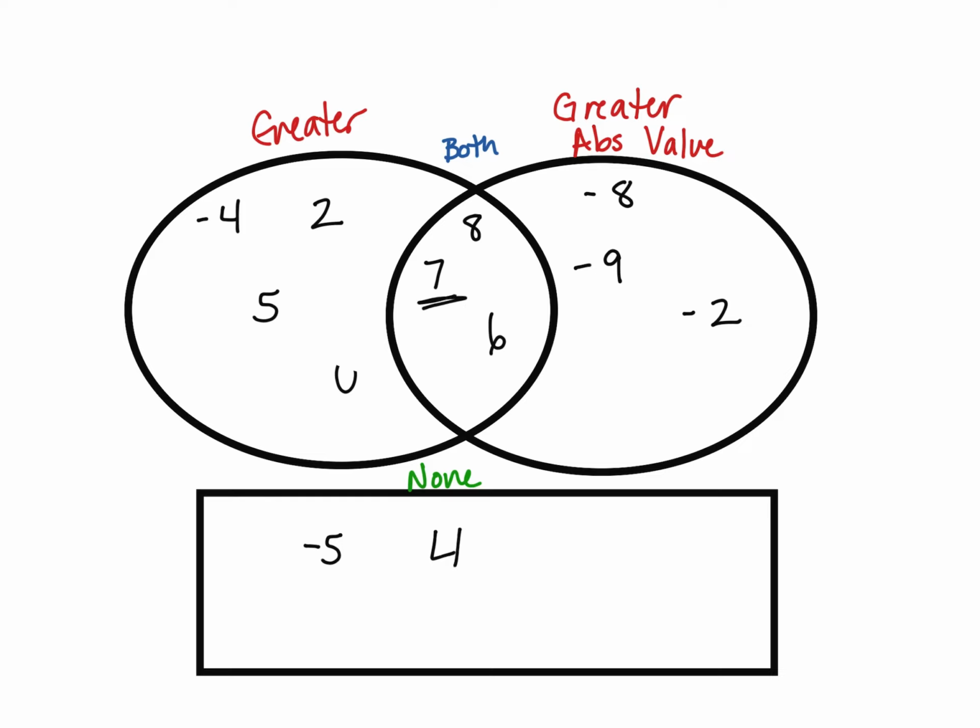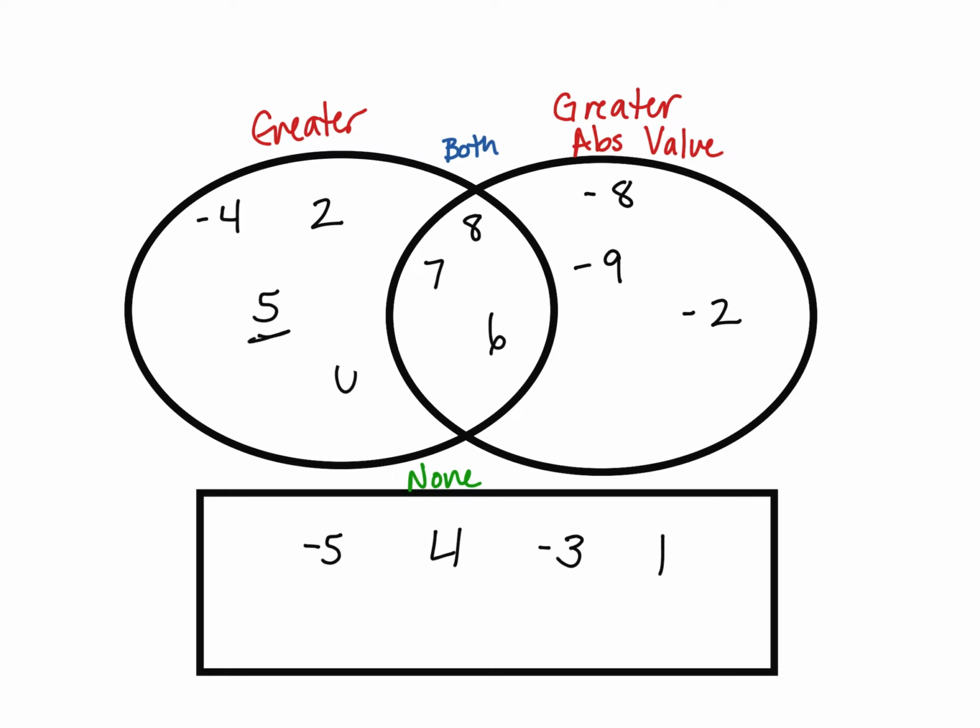C was 7 and -3. -3 was not the bigger number or the greater absolute value, so we put it in the none box. D, we had -9 and +2. Both of those are there. E, we had 6 and 1. 6 is here. 1 didn't get put on there, so 1 goes in the none.